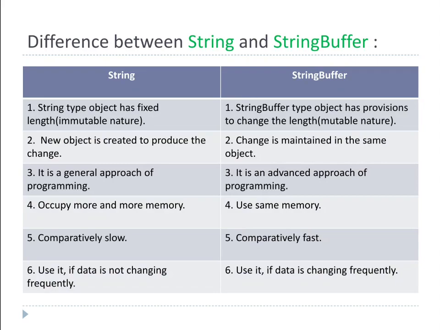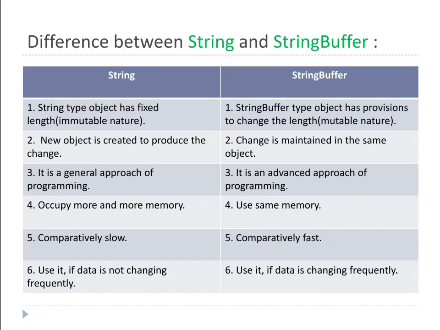See, the next thing is the difference between String and StringBuffer. We have started the functions of StringBuffer and why they have some differences. I told you earlier they have some differences. First thing I told you, String is immutable in nature and StringBuffer is mutable in nature. StringBuffer allows changes and String never allows changes. See, second, when we try to change something, a new object is created, but in StringBuffer we have the same object.